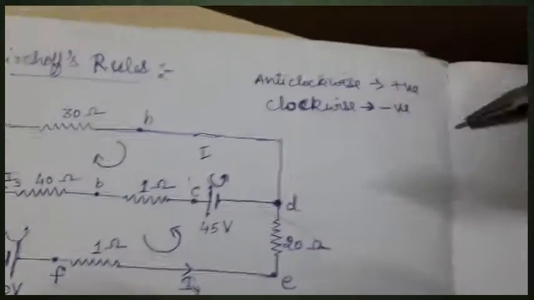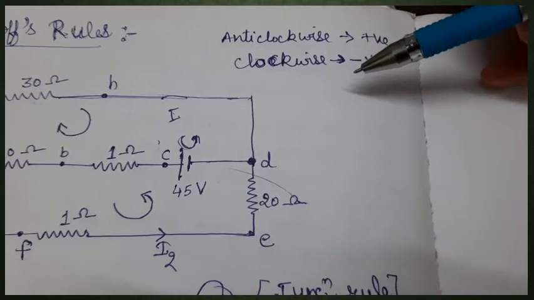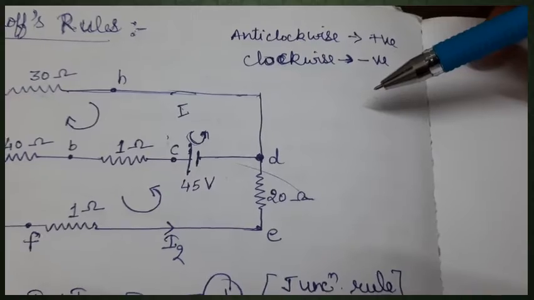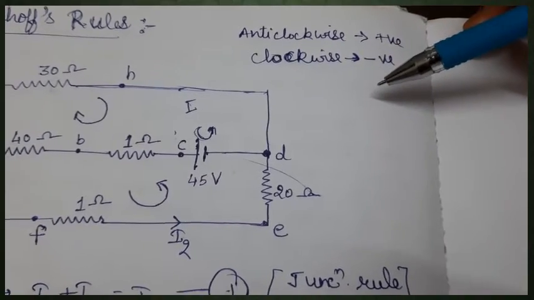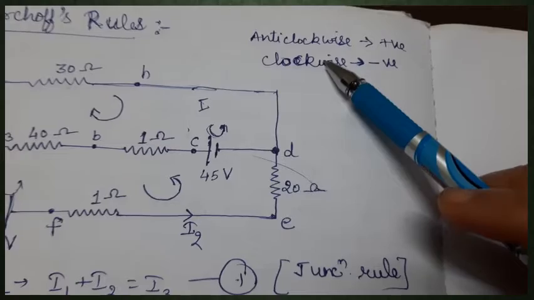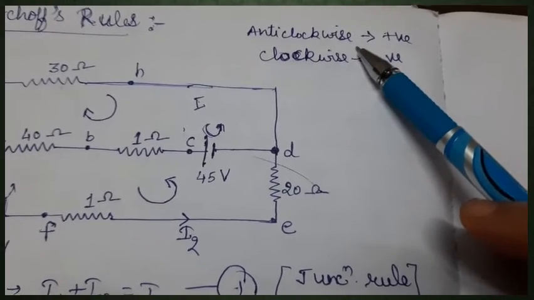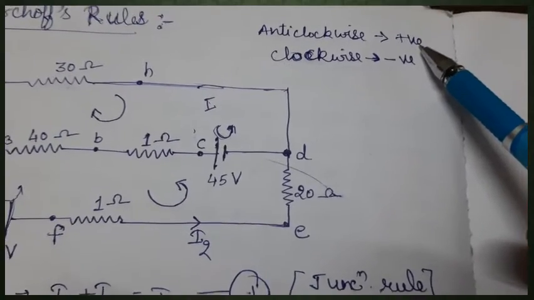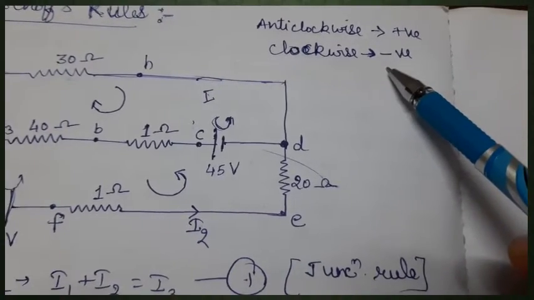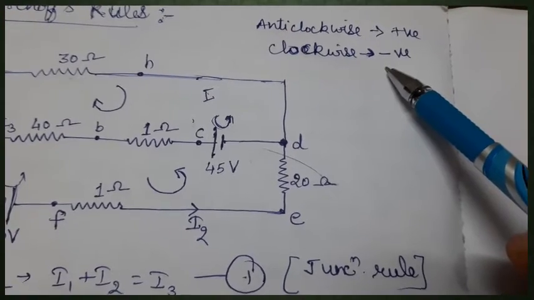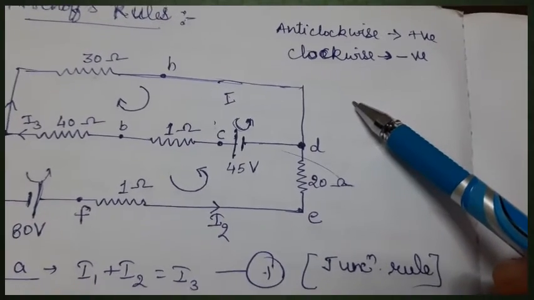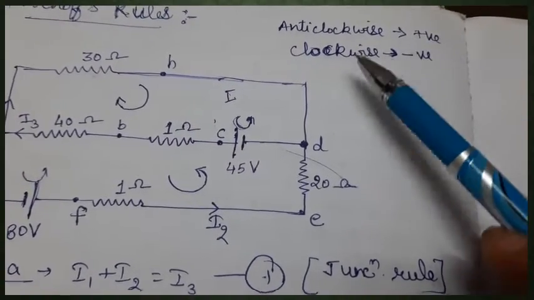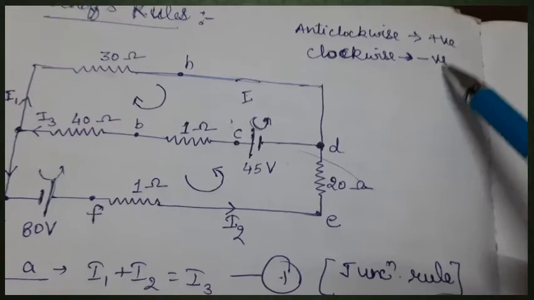Now we have to assign a certain direction to current. We have to assign a direction which we will use as positive, and the opposite direction will be considered as negative. So in general, usually the anti-clockwise direction of current in a loop is taken as positive, while clockwise is taken as negative. It is the general rule, but you can do otherwise also, that's not a problem. So here we are taking anti-clockwise as positive and clockwise as the negative direction.